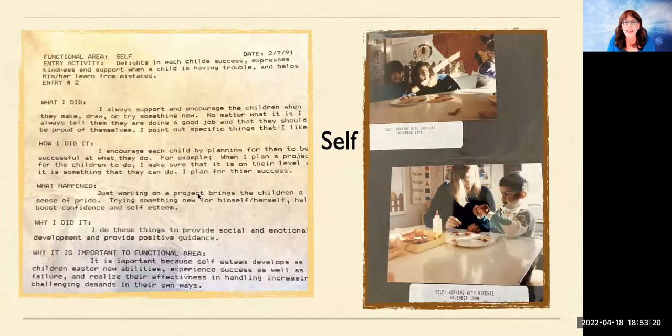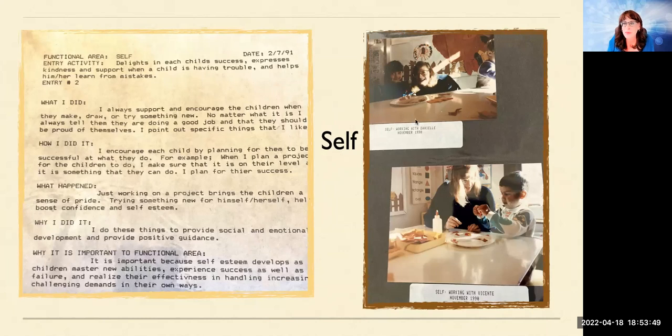So self delights in each child's success, expresses kindness and support, and when a child is having trouble, helps him or her learn from mistakes. So it's very important to talk to children about these things and encourage them when they're not sure, or they're scared, or they don't know what to do, or maybe they're afraid, or they just don't think they can do it. So it's very important to provide an opportunity and to encourage them through that process.